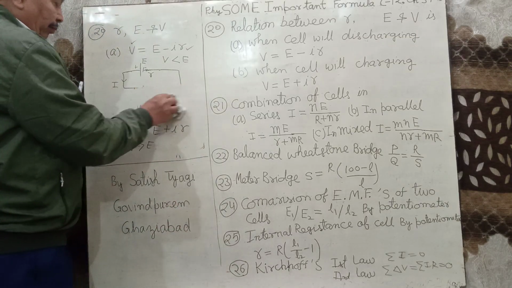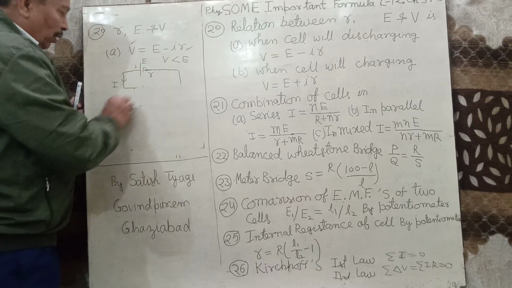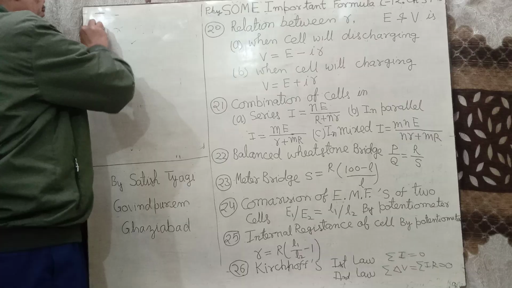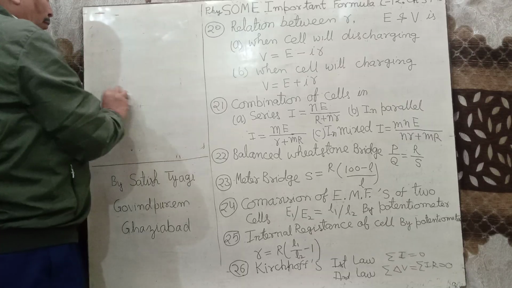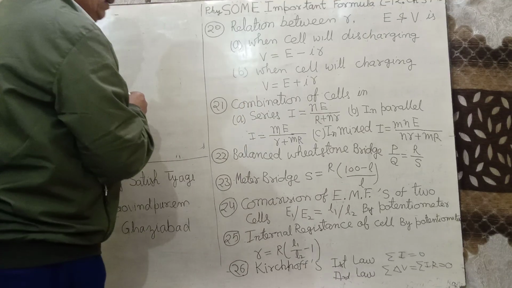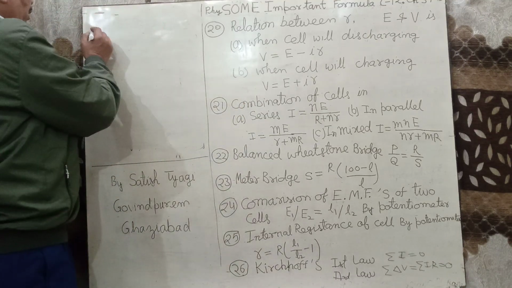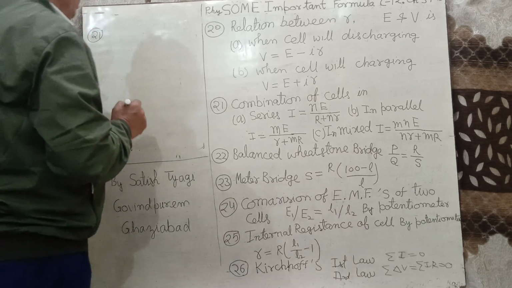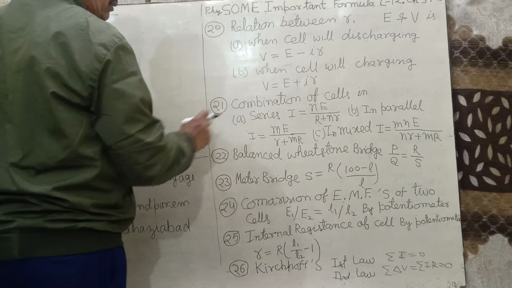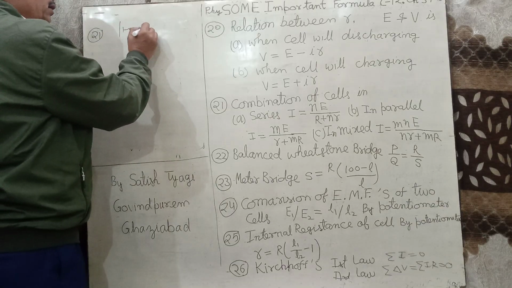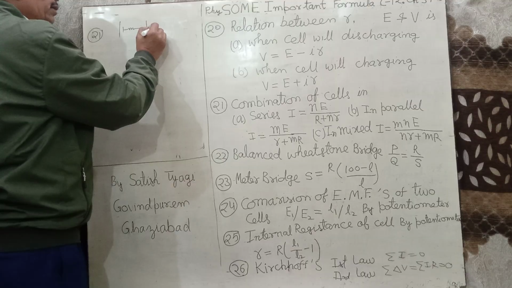Now I am telling you formula number 21, combination of cells. If n cells are connected in series, this is the combination of cells in series.